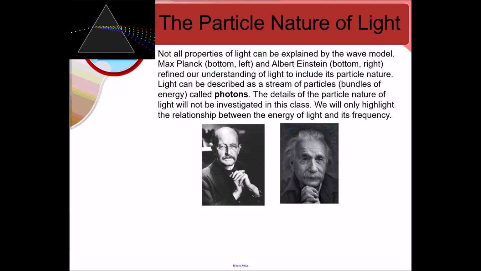Now we will discuss the particle nature of light. Not all properties of light can be explained by the wave model. Max Planck, bottom left, and Albert Einstein, bottom right, refined our understanding of light to include its particle nature. Light can be described as a stream of particles, or bundles of energy, called photons. The details of the particle nature of light will not be investigated in this class. We will only highlight the relationship between the energy of light and its frequency.